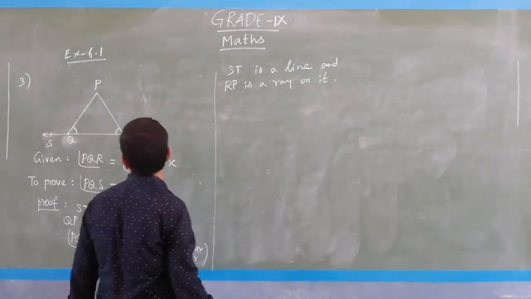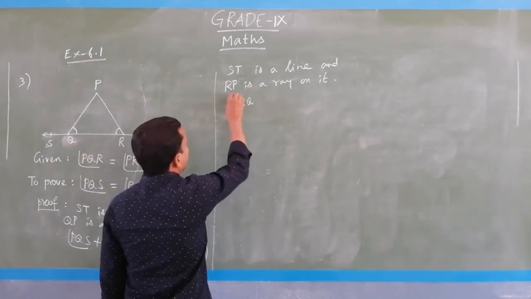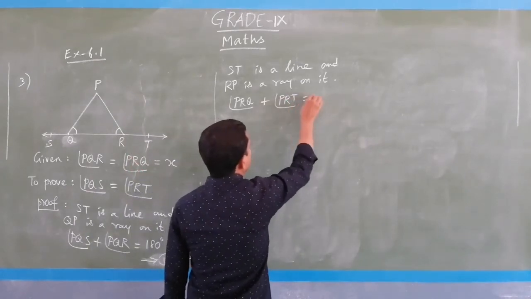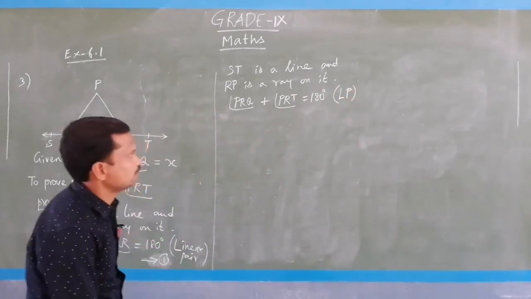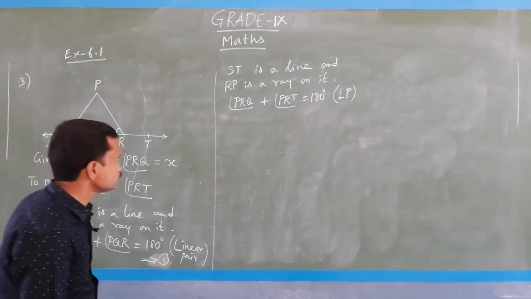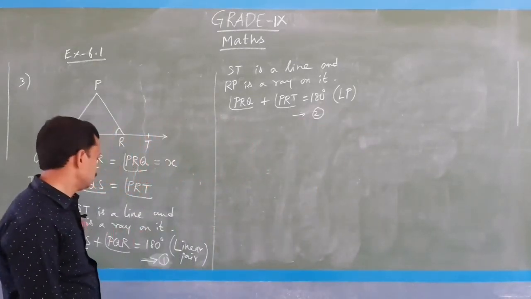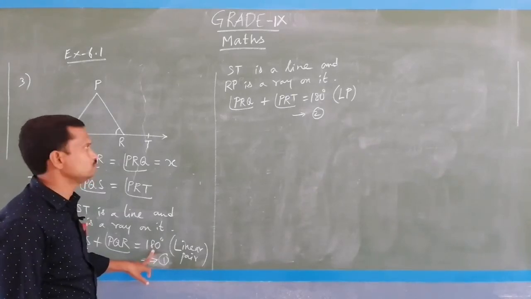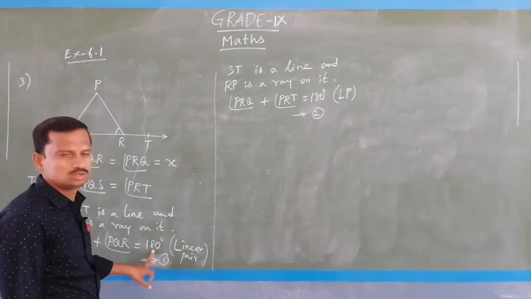Then what happens? We get PRQ plus PRT, both equal to 180 because of a linear pair of angles. Capital L, capital P means linear pair of angles. Now we can name it as equation number 2. In both equations you can see 180 degrees on the right side. So, therefore, they are equal. Right side equal means in these two equations the left side also becomes equal.